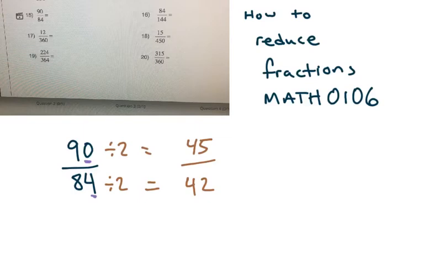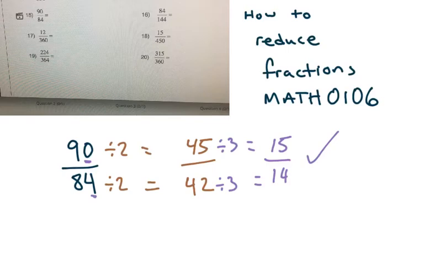Now, when I look at this, I can see that if I add 4 and 5, I would get 9, and if I add 4 and 2, I would get 6. This means that because the sum of the digits are divisible by 3, the number is divisible by 3. So I can go through now and divide through by 3. That would give me 15, and that would give me 14, and I'm done.